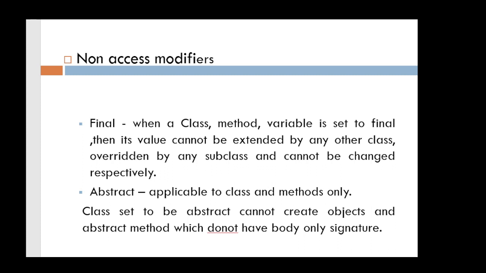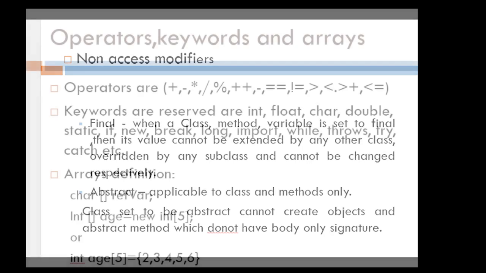Final means that when a class or method is said to be final, you cannot extend it to another class. It means inheritance cannot be possible here. Abstract means if you make an abstract class, like abstract class and your class name, it is only applicable to that class only, not any other class or any other method.